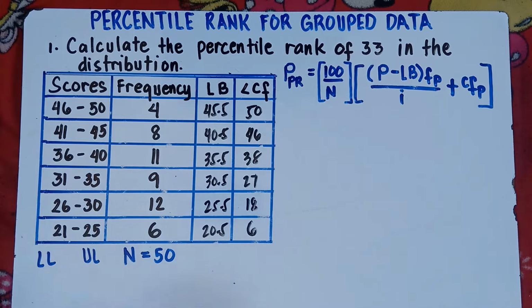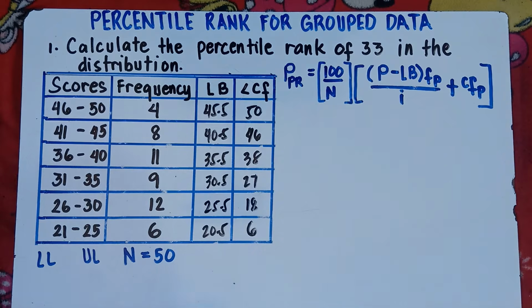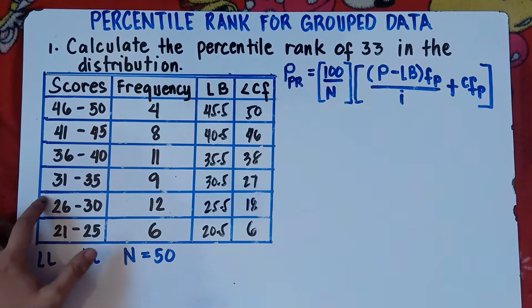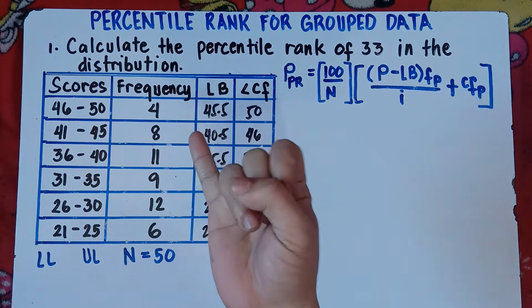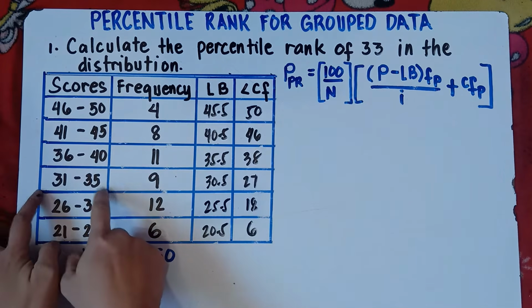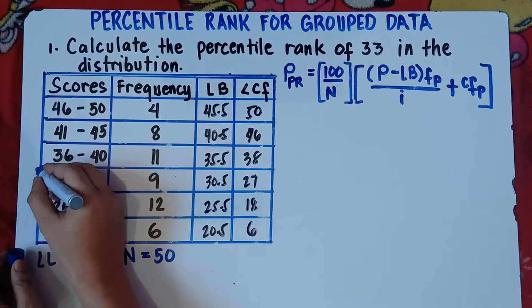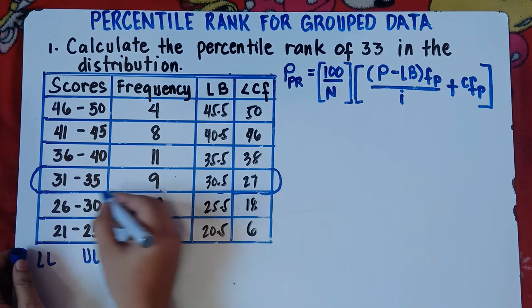Alright, so once we're done with LB and less than cumulative frequency, we need to find our percentile class. Now, where is 33 in these scores? Locate 33 in these scores. 33 is in between 31 to 35, right? 31, 32, 33, 34, 35. Therefore, 33 is in between 31 to 35, so this will be our percentile class. That's it, class.